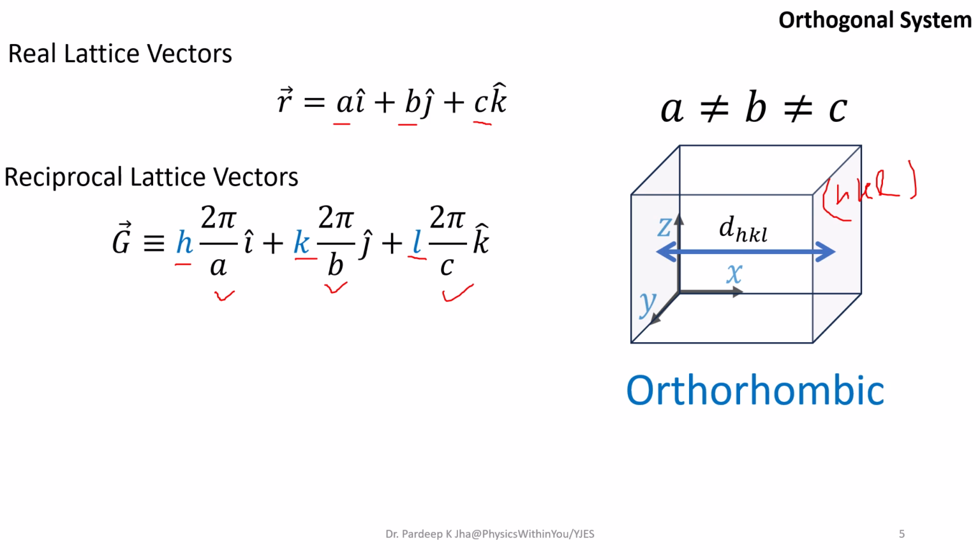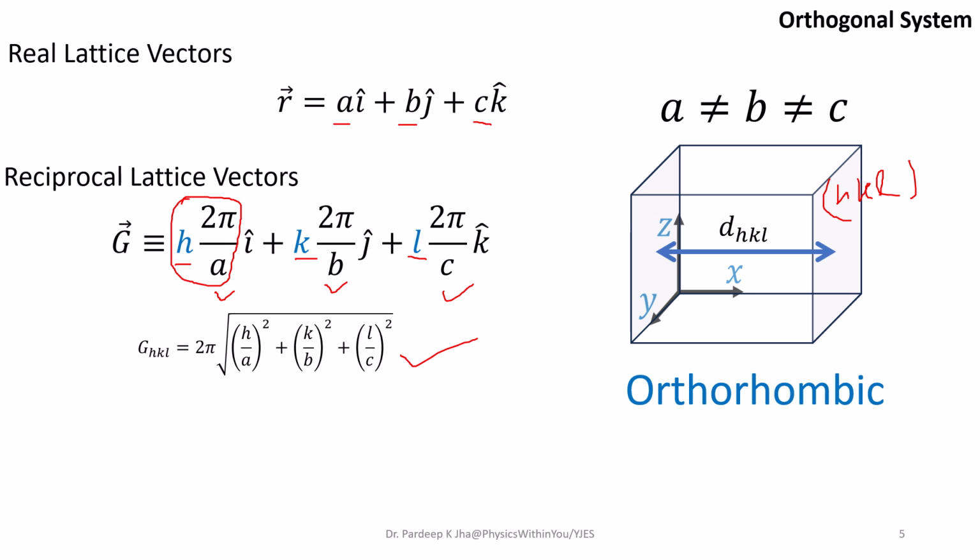For example, H for x-axis, K for y-axis, and L for z-axis. So this becomes the reciprocal lattice vectors. I will not go into the detail of the reciprocal lattice now. Right now, we will just do the magnitude of that. If you have a simple lattice, you know what the magnitude could be: a square, b square, and c square. So this is the magnitude.